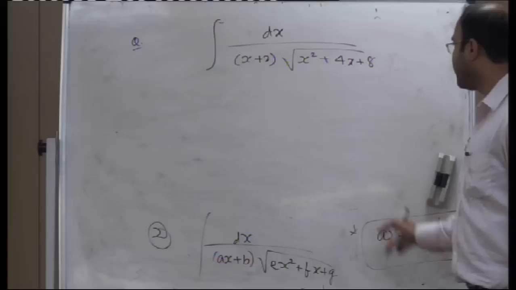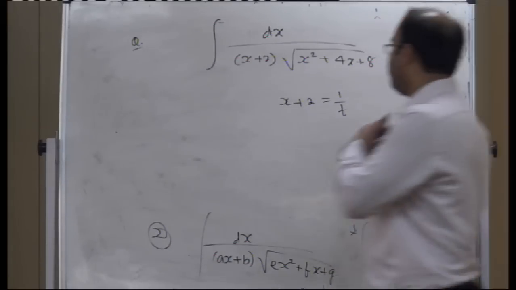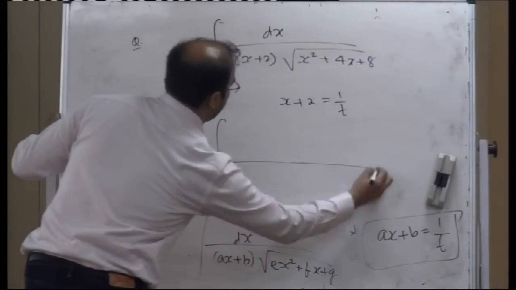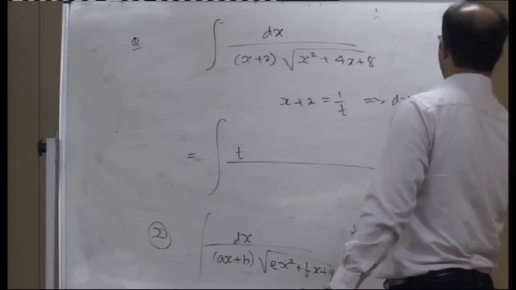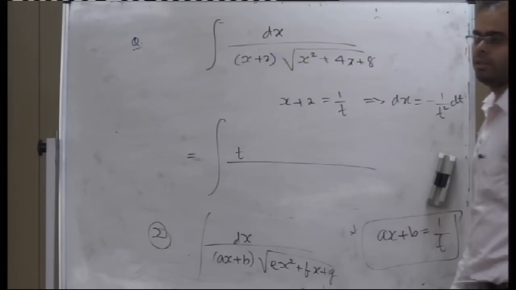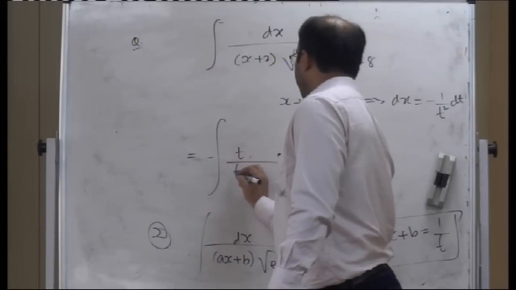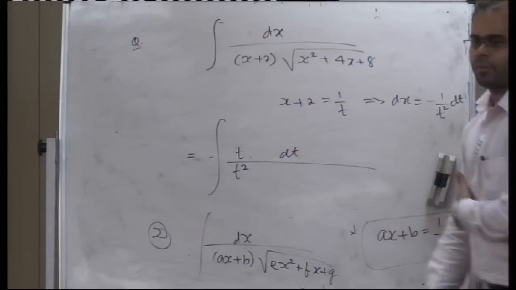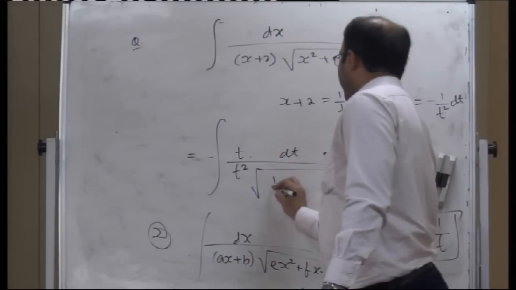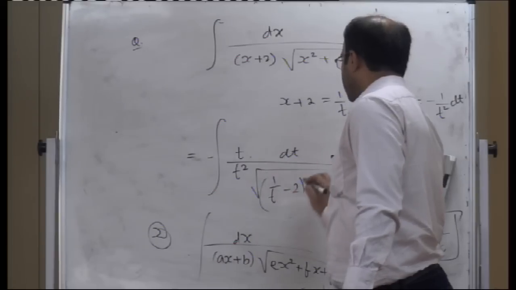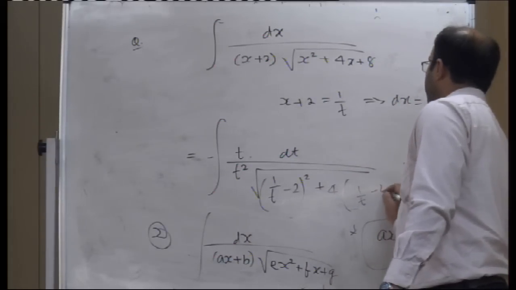You have to follow this method, that x plus 2 equal to 1 by t. Right. And then when you put this, x plus 2 would become 1 by t, that would become t here, and this would become dx equal to minus 1 by t square dt. So this would become t, dx is minus 1 upon t square dt, right? And then root over x square means 1 by t minus 2 whole square, plus 4x means 4 into 1 by t minus 2, plus 8.